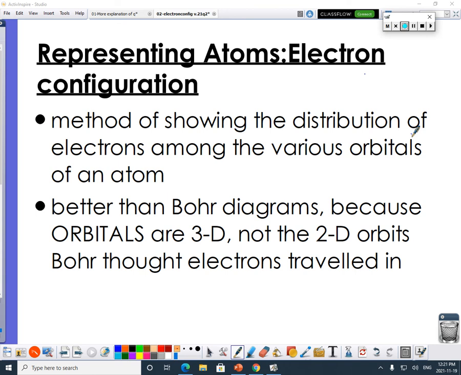And it is a way to incorporate that we're thinking 3D now, like spheres, dumbbells, clovers, instead of the flat 2D orbits that Bohr used.